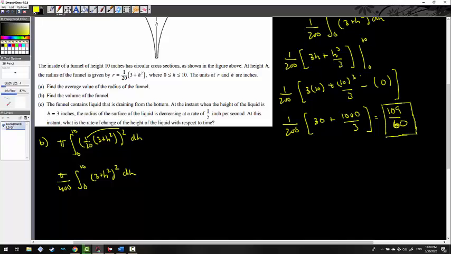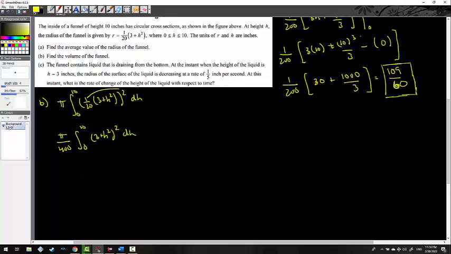Please don't distribute the 2 into those. That would be unfortunate. We are not going to do that. We are not going to make that mistake. So then we get pi over 400 integral from 0 to 10 of, if I multiply him all out legitimately, I will get 9 plus 6h squared plus h to the 4th dh.